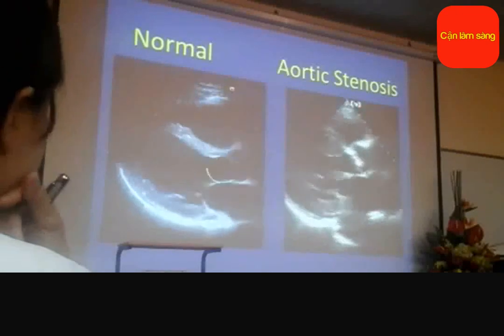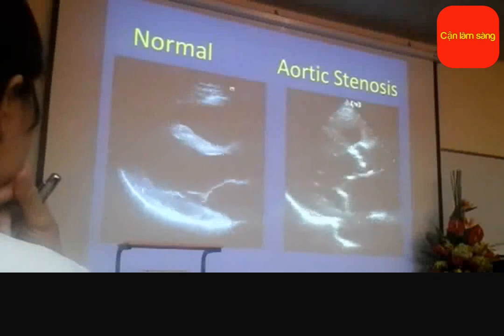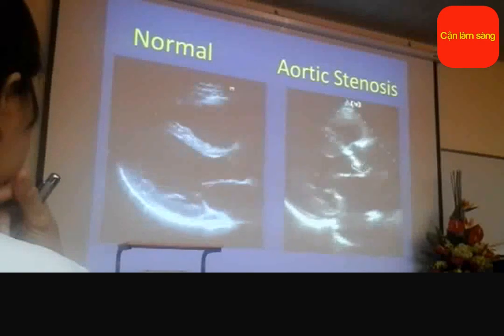And this is the aortic valve in the normal patient versus somebody with aortic stenosis.